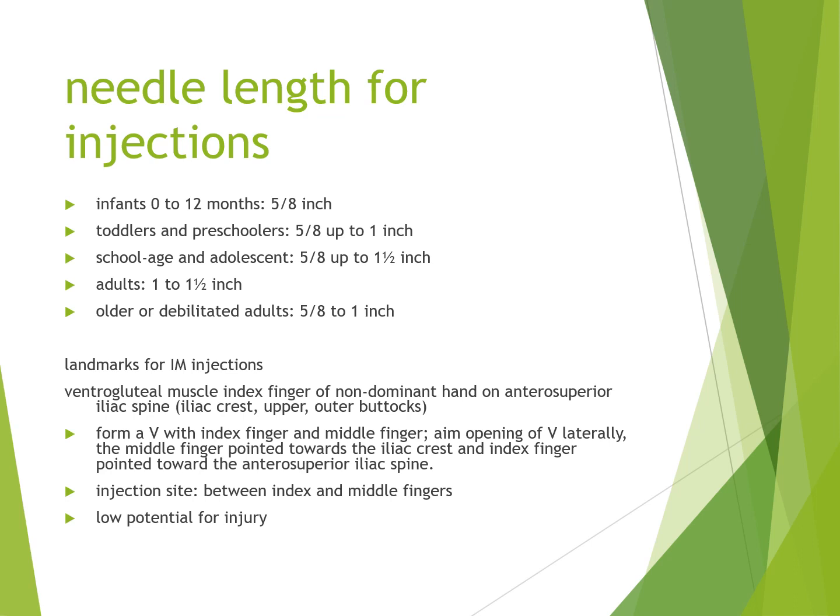Okay, and we always make sure that we're familiar with our landmarks for injection. So with the ventral gluteal muscle, we place the index finger of our non-dominant hand on the anterior superior iliac spine, right? That iliac crest, upper outer area of the buttocks. We form a V with the index finger and the middle finger. Aim the opening of the V laterally.